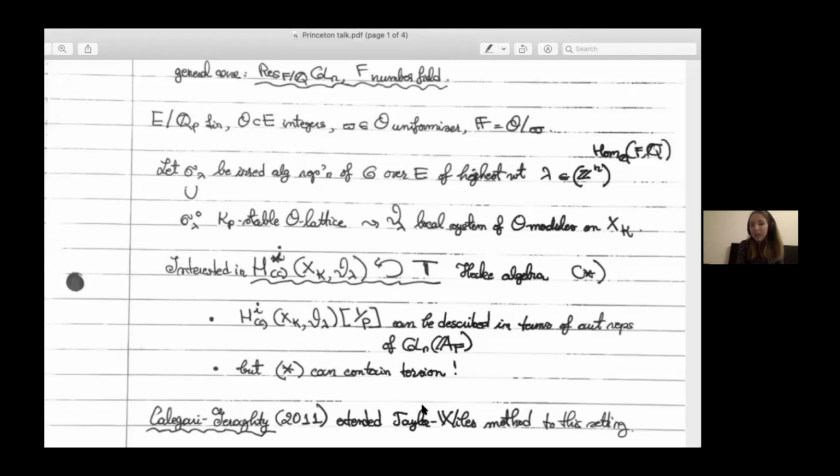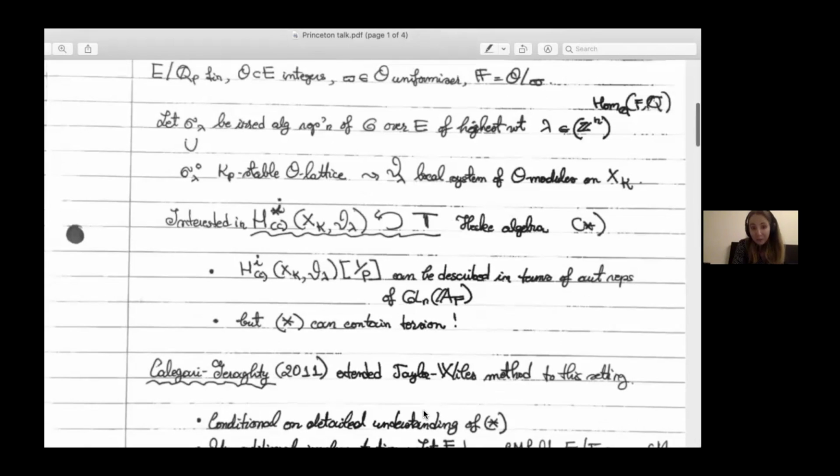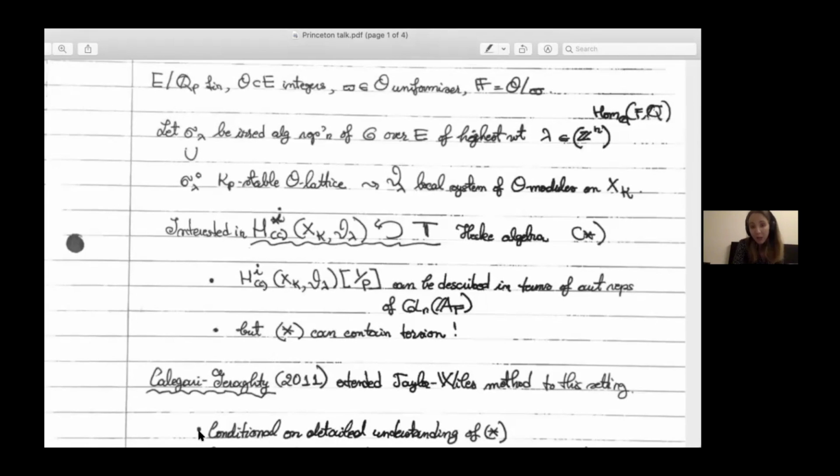But I just want to say that Caligari and Garrity really had a breakthrough where they figured out how to extend the Taylor-Wiles method to apply to general locally symmetric spaces, and to apply beyond the setting of Shimura varieties. However, what they outlined was conditional on three conjectures. And these three conjectures have to do with understanding these integral cohomology groups in a lot of detail.